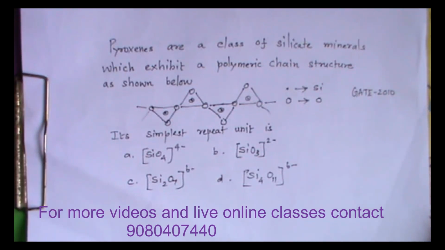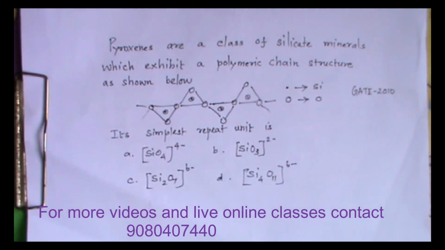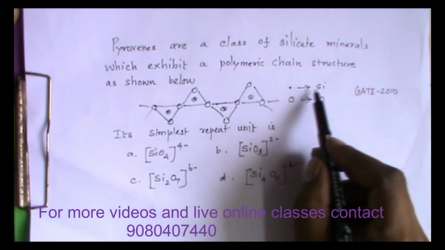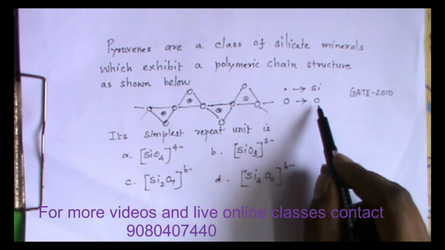In this video, we are going to solve a problem based on the structure of silicates. Pyroxenes are a class of silicate minerals which exhibit a polymeric chain structure as shown below. They are given the pyroxene structure. In this structure, the dots represent silicon atoms and the circles represent oxygen atoms.